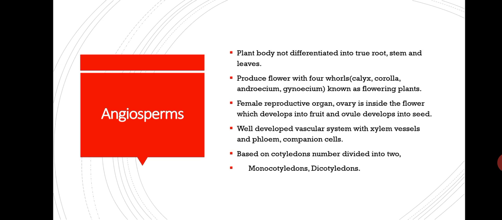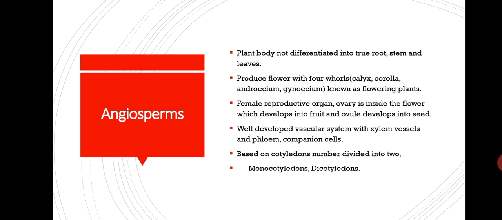If we take angiosperms, here the plant body is differentiated, and they produce flowers with four whorls. The flowers have calyx, corolla, androecium and gynoecium, everything present as in a usual flowering plant. In the female reproductive organ, the ovary is inside the flower and develops into a fruit, and the ovule develops into a seed. So everything like a complete flower is present in angiosperms.